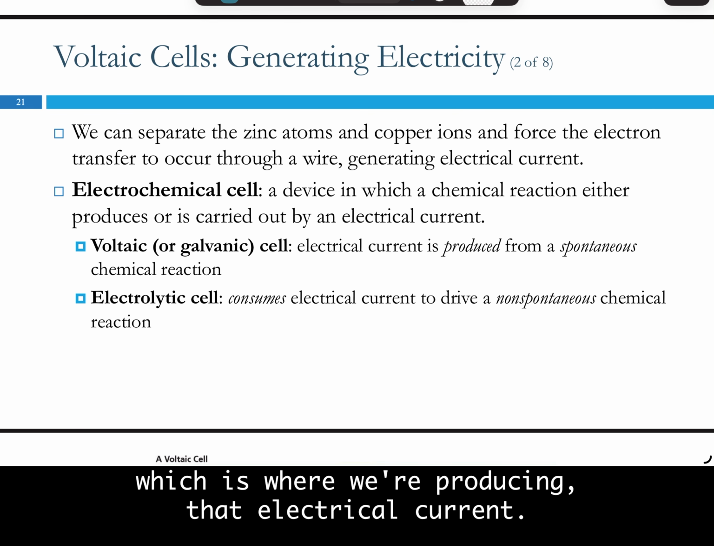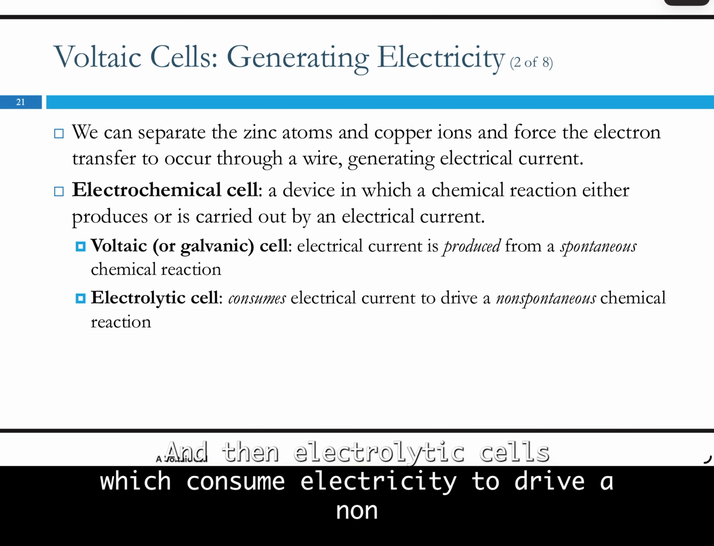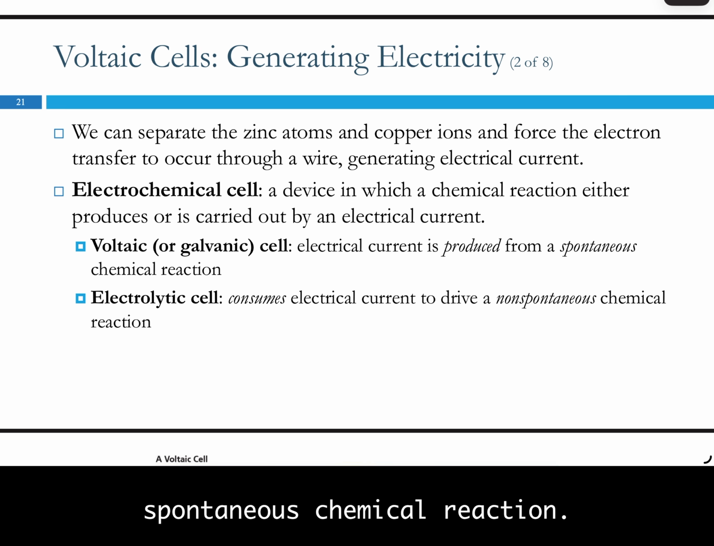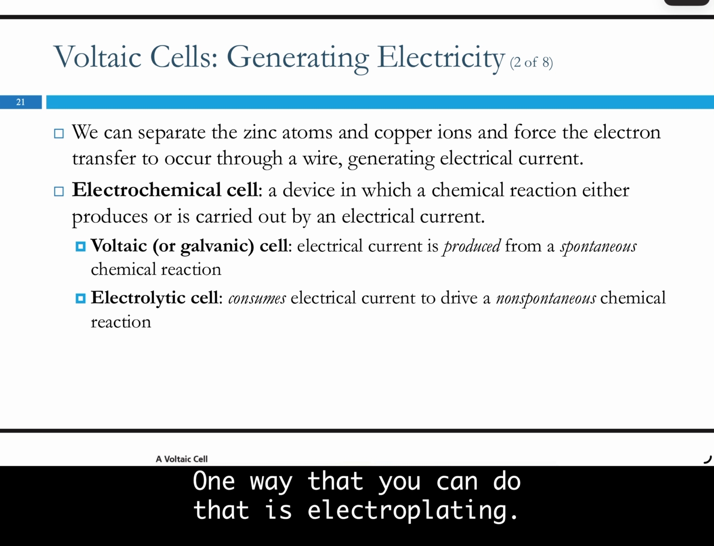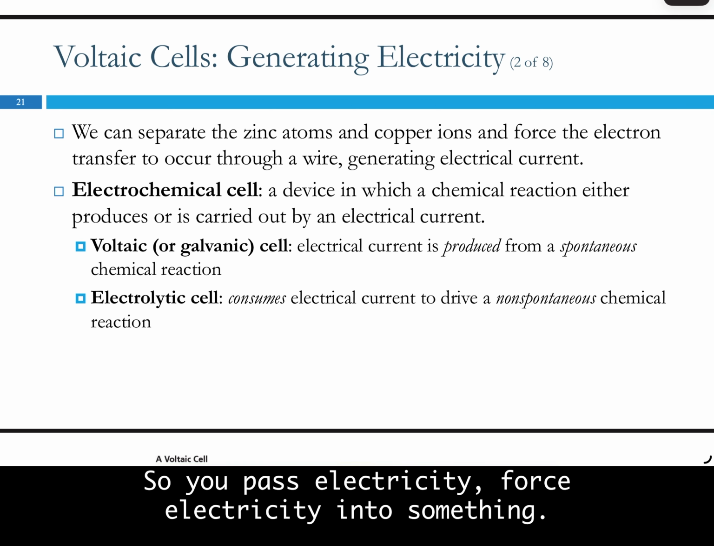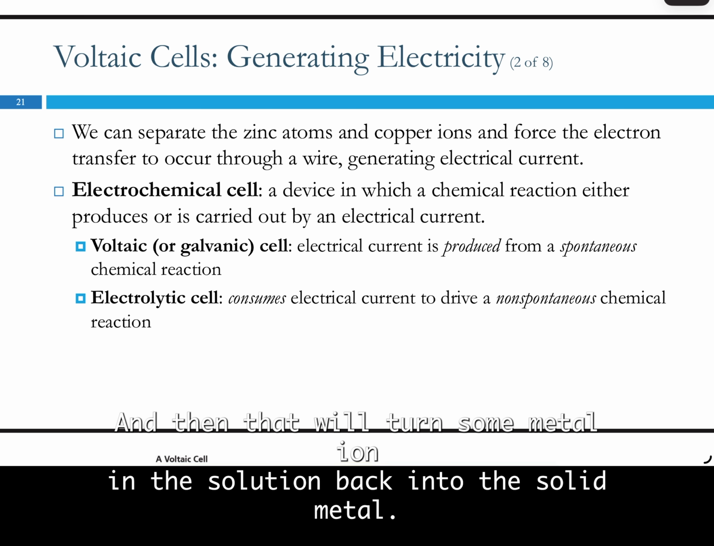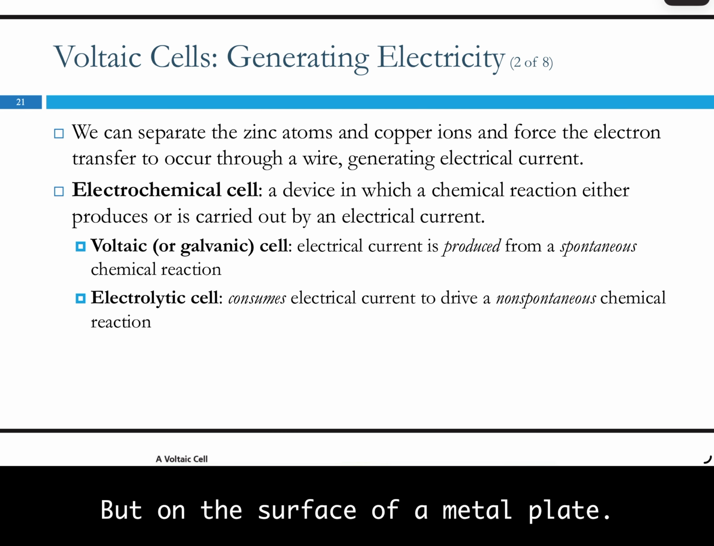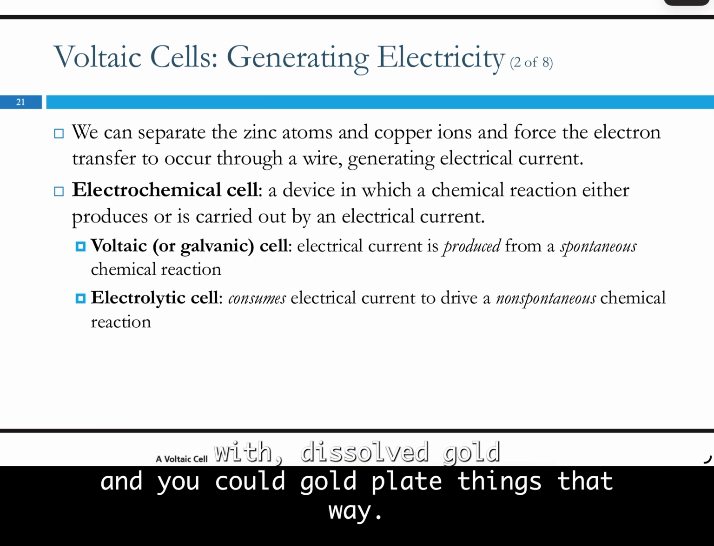Voltaic cells are where we're producing that electrical current, and then there are electrolytic cells, which consume electricity to drive a non-spontaneous chemical reaction. One way that you can do that is electroplating. So you force electricity into something, and that will turn some metal ion in the solution back into the solid metal, but on the surface of, say, a metal plate. So you could use this with dissolved gold, and you could gold plate things that way.